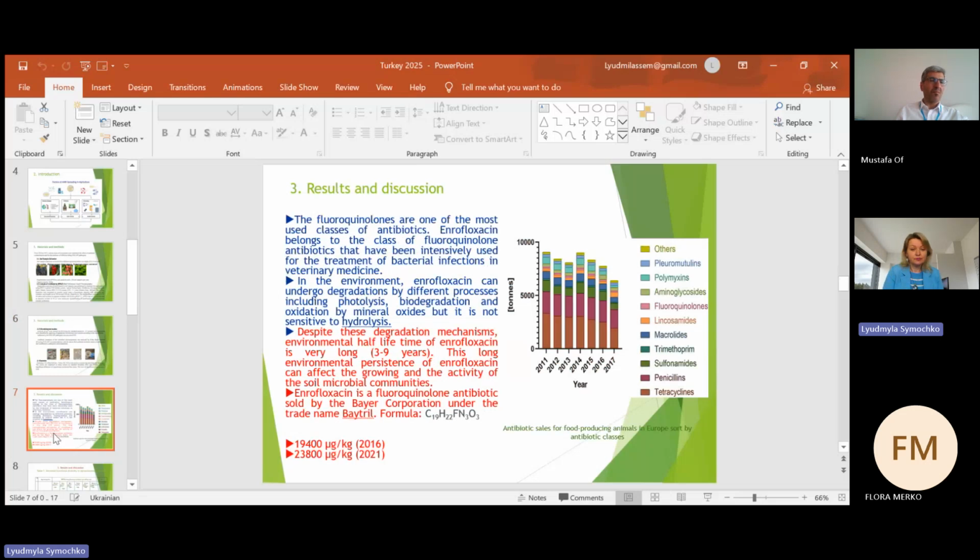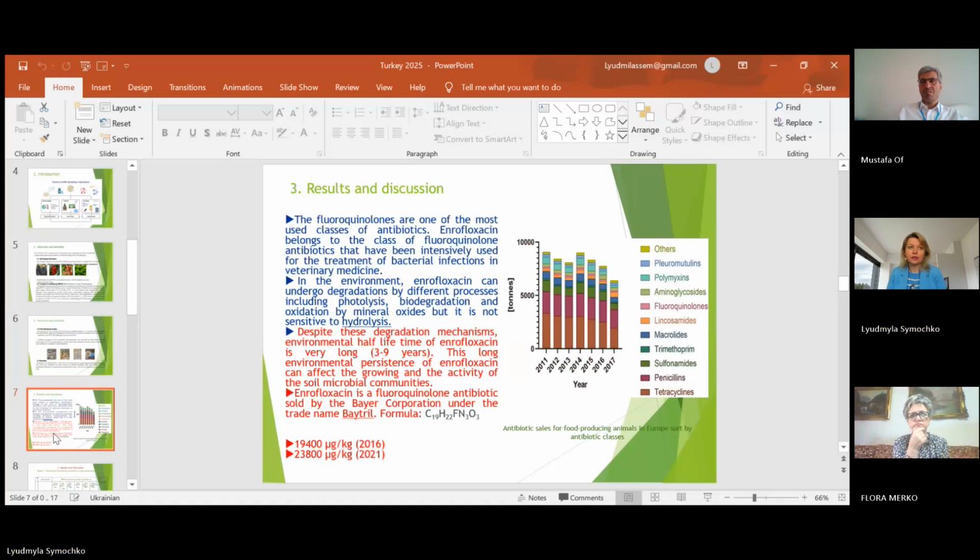characteristics of the environment. And nowadays, enrofloxacin is forbidden for use in hospitals for human treatment, but this antibiotic is still spreading. I mean, it is still used in agriculture, for agricultural purposes, for the treatment of animals.